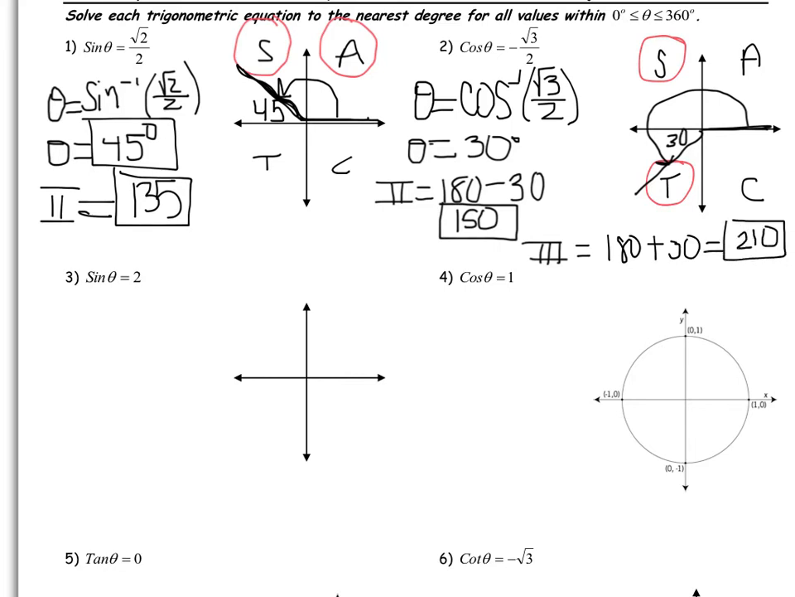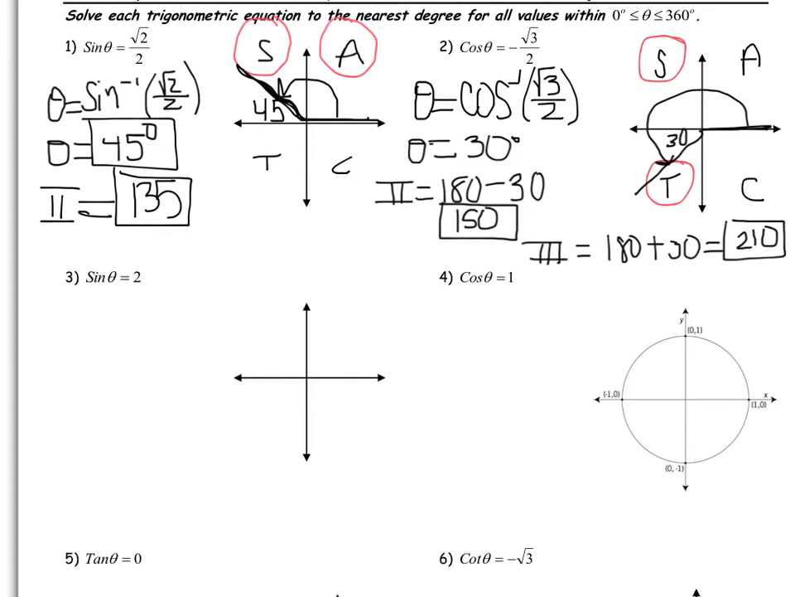Final answer. If you want to check it, type in cosine of 150 and see if you get this, and then type into the calculator cosine of 210 and see if you get negative rad 3 over 2. Perfect. Okay, let's try example number 3.